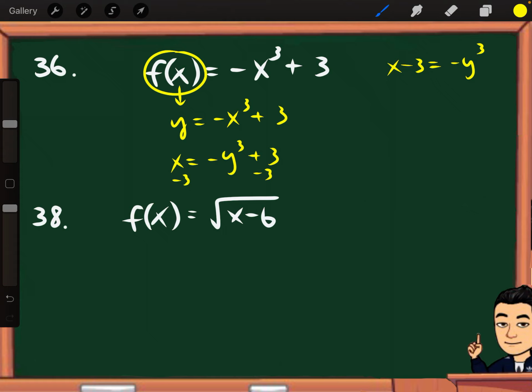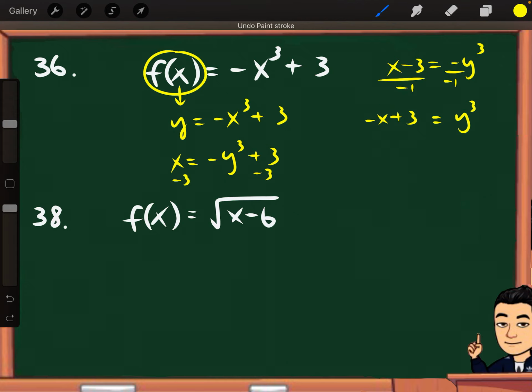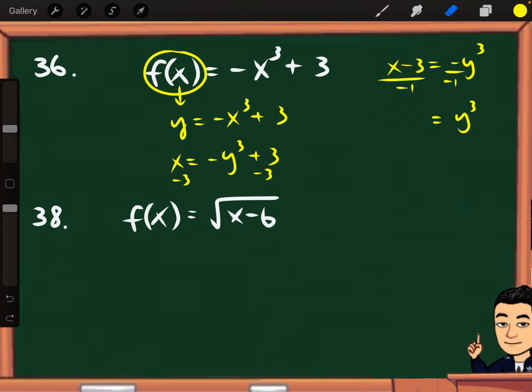Okay, so you're going to divide by negative 1 on both sides. So we have y cubed now isolated. Since I'm dividing by negative 1, all the signs are going to change. So this is going to become negative x plus 3. I can just rewrite this negative x plus 3 in a different way. So just put the 3 in front. So this is going to become 3 minus x.